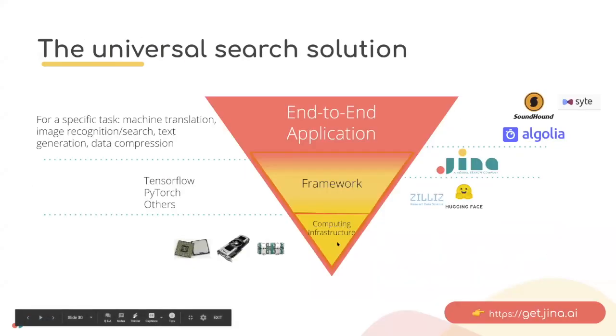Okay, so basically we consider ourselves as one layer above the universal deep learning framework. When we talk about universal deep learning frameworks, we have TensorFlow, we have PyTorch, and you can use them to build a lot of things, but they are not optimized for search. So we want to be the infrastructure for all kinds of neural search applications. This is how we position ourselves.